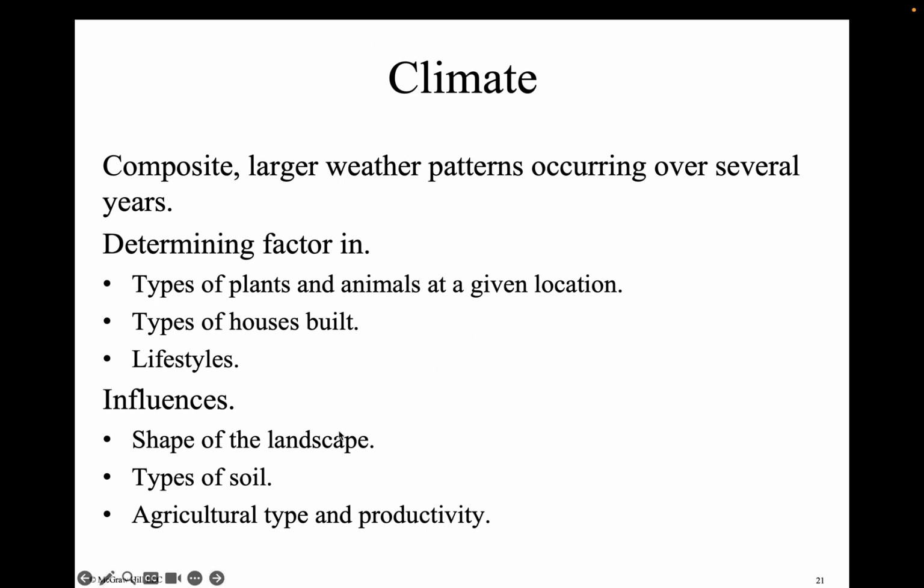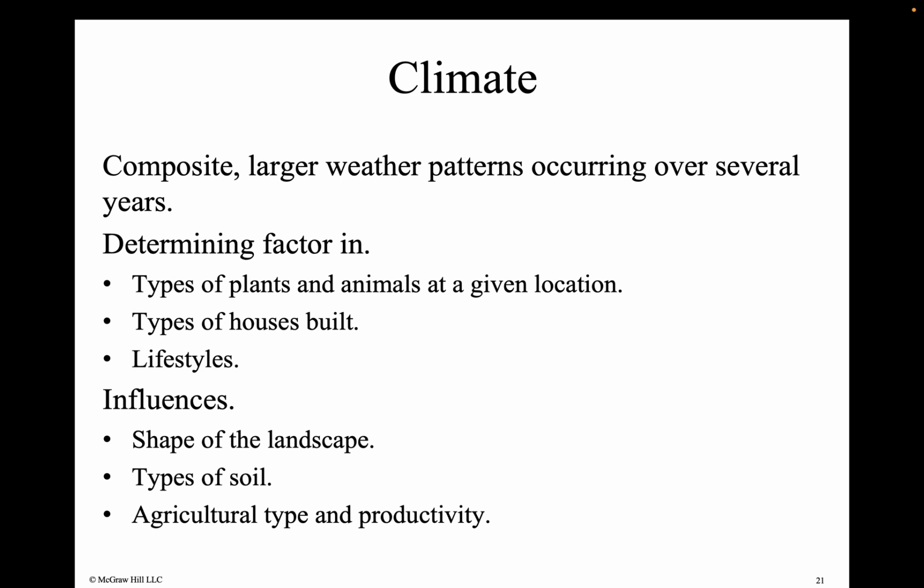The climate also influences the shape of the landscape and the type of soil that's present in that region. The type of soil and the landscape will also determine what type of agricultural activity will be found in that region, essentially.